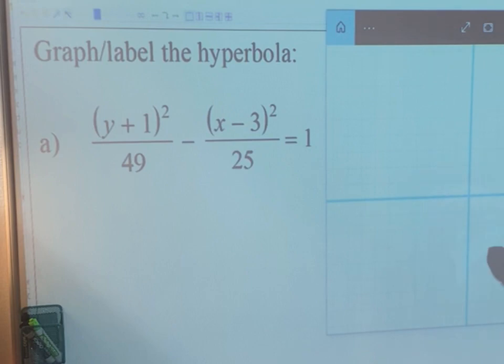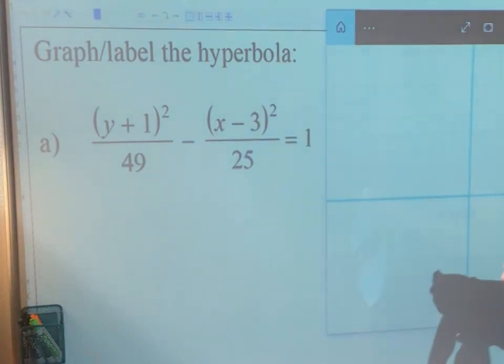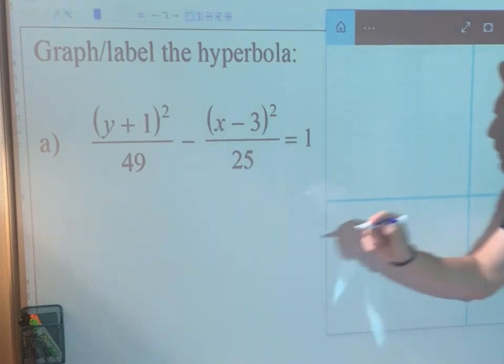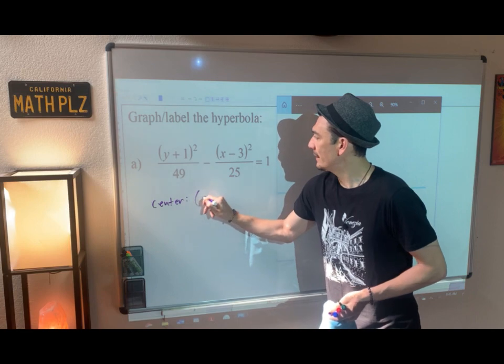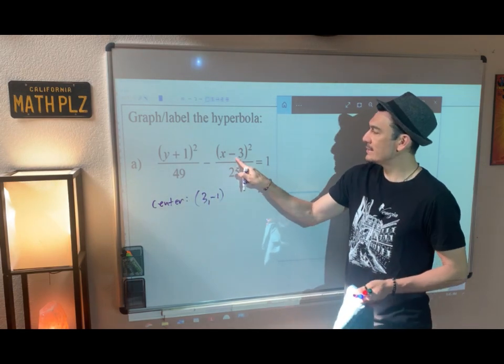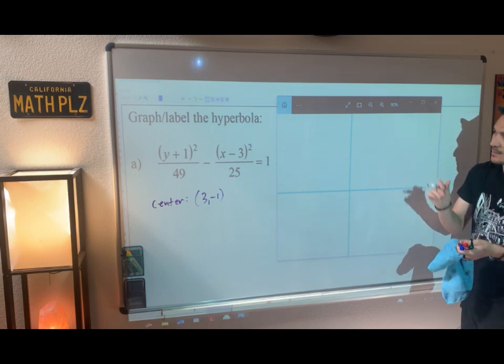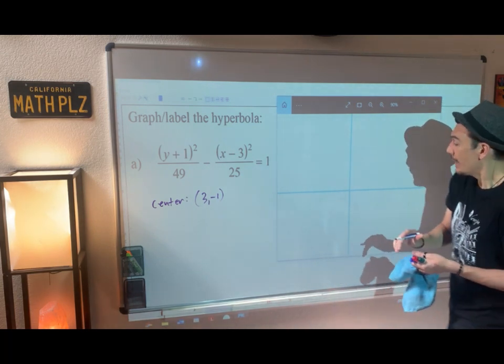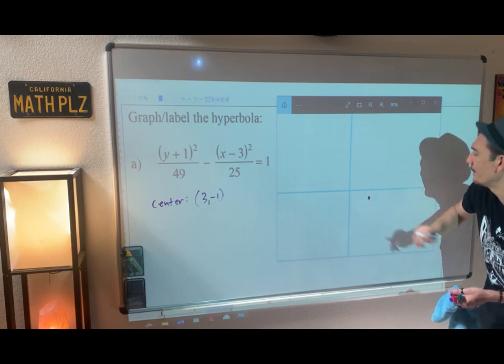Okay, so why don't we begin by identifying the center. Where would be the center of this hyperbola? The center would be at 3, -1, right? Positive 3, -1. Always go to the x's, then go to the y's, and switch the numbers. H and k, 3, -1. And let's go to 1, 2, 3, -1, and put a point right there. Okay?